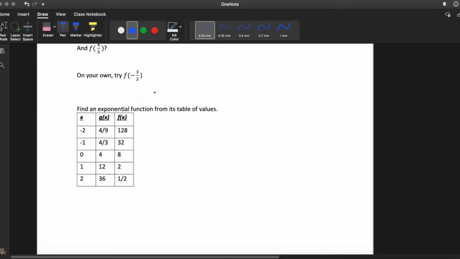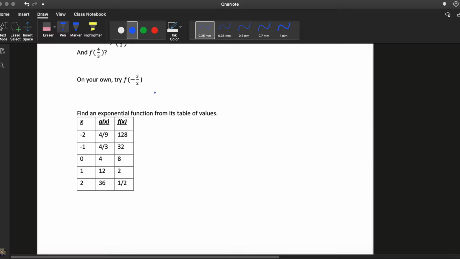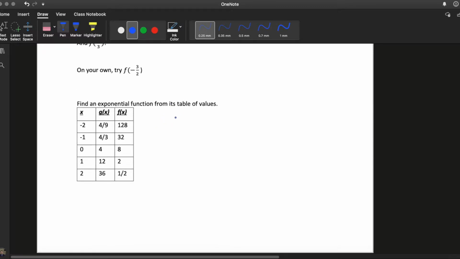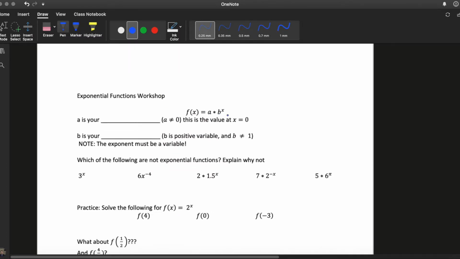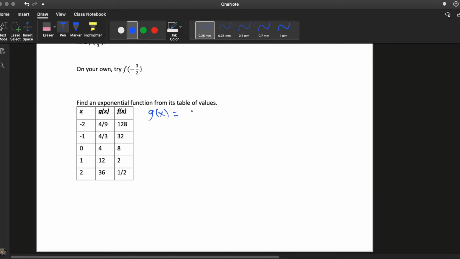So where we left off, we had already finished all of this. We left off right here. Find an exponential function from its table of values. What they're asking you to do is find the equation for g of x, right? If we go back to the top, remember that our parent function is a times b to the x. So g of x is equal to a times b raised to the x power, okay?